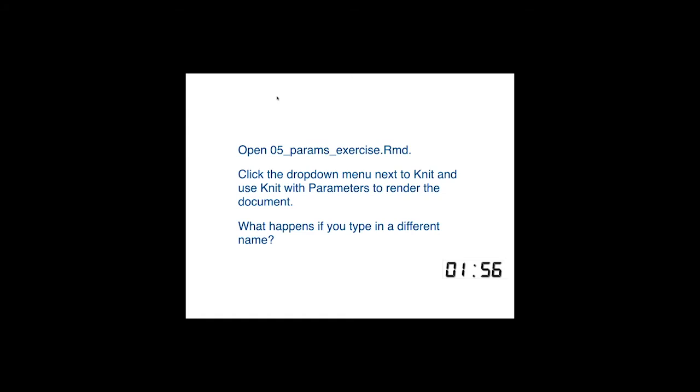This should be short. Open up the parameters exercise and use the drop-down menu to knit. That knit should have an option that says knit with parameters and render the document. So go ahead and do that. I want you to explore this before we go into exactly what is happening. Open that document, and next to that little blue knit button, there should be an arrow, and that arrow should say knit with parameters. You've got a favorite gene, and you can put in your favorite gene and knit it. So click the button to knit the report.